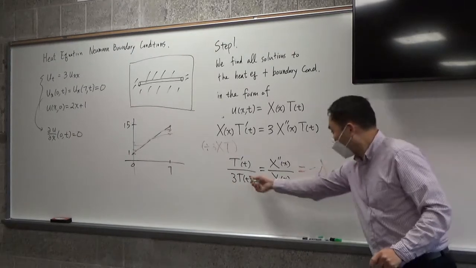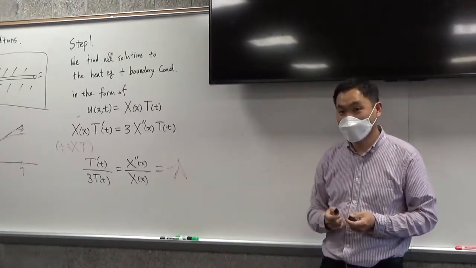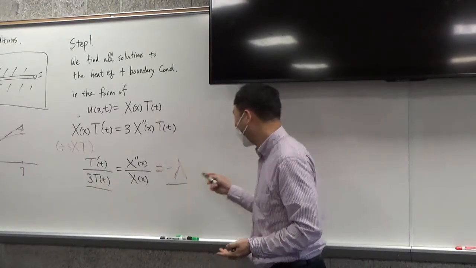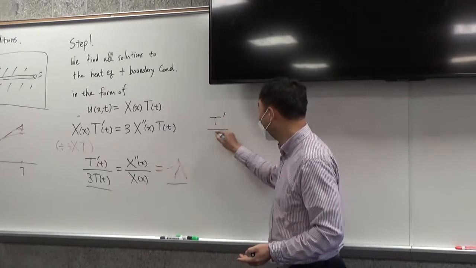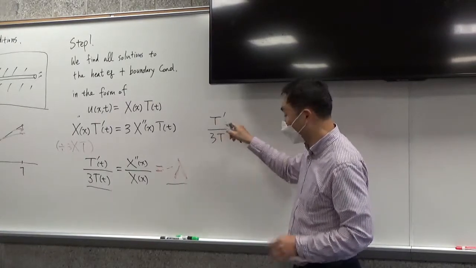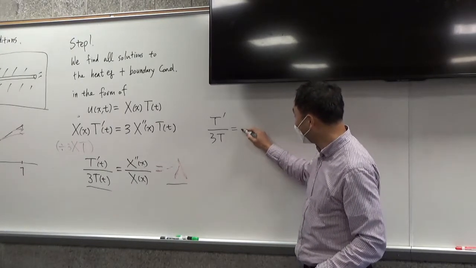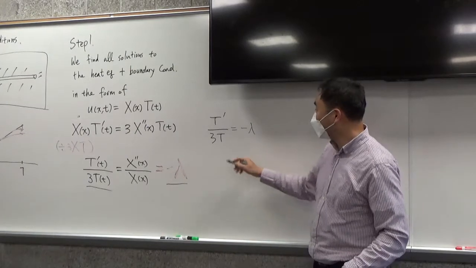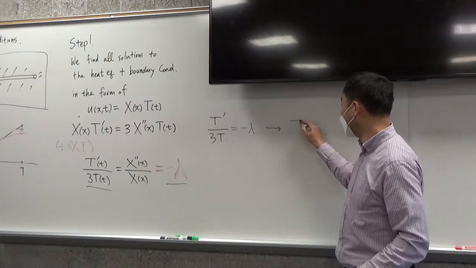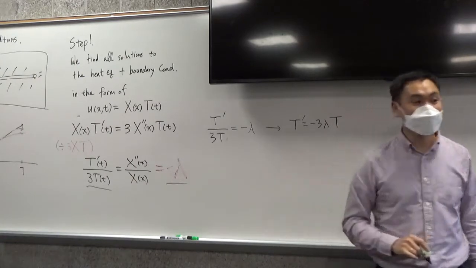Now how many equations is this? It's actually two equations, right? It's this one equals negative lambda: t prime over 3t. I'll not write parenthesis t. This is really t prime of t, a function of t. I'm just suppressing the parameter. Hopefully you understand. Okay, and then that's equal to negative lambda. And if I multiply by 3t on both sides, then this 3t will cancel out. And that's going to give you t prime equals negative 3 lambda t. Is that good?